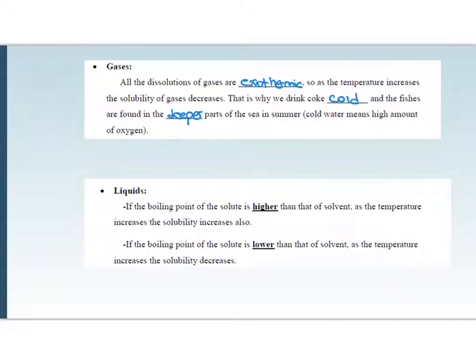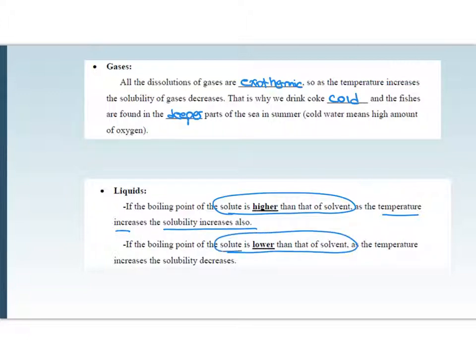Now, what about liquids? Liquids are a little bit different from the other ones. If the boiling point of the solute is higher than the boiling point of the solvent, as the temperature increases, solubility increases also. If the boiling point of the solute is lower than that of the solvent, as the temperature increases, the solubility decreases. We don't use that solubility rule for liquids that much, but if you have a question, please turn back to your handouts and check for the information, please.